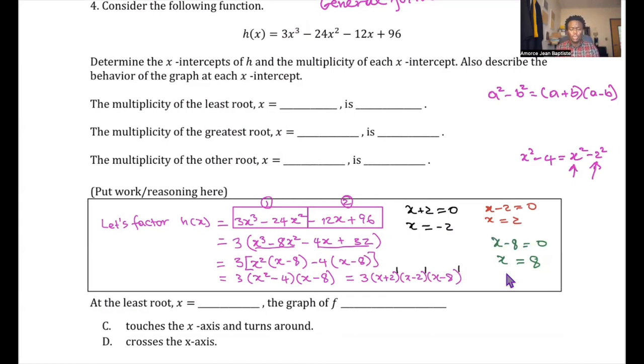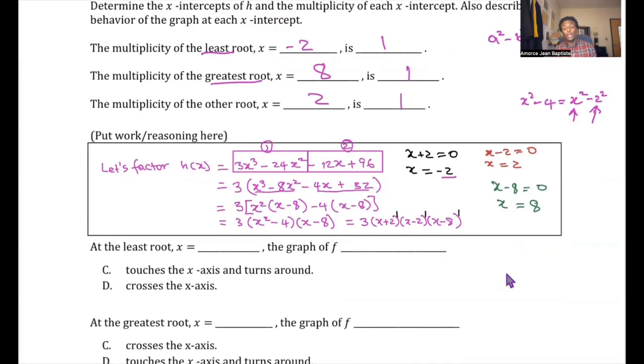Now let's answer the questions. Multiplicity of the least root. The least root was -2. The multiplicity of -2 is 1. The multiplicity of the greatest root, which was 8, is 1. Multiplicity was 1 for all of them, obviously. And then the other one, +2, multiplicity is 1.